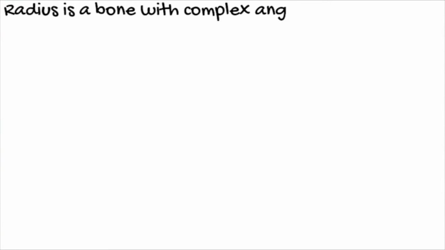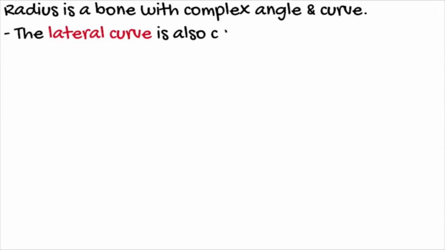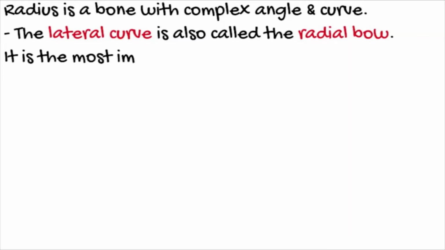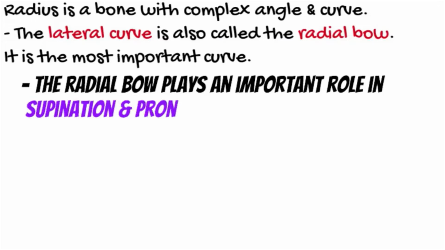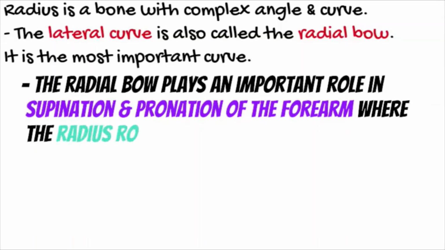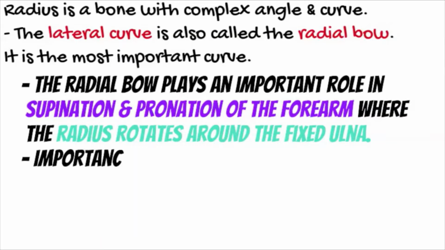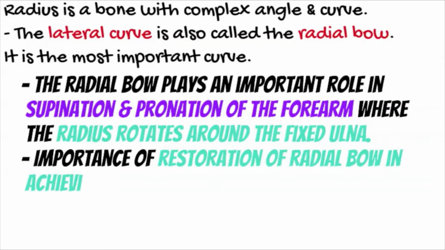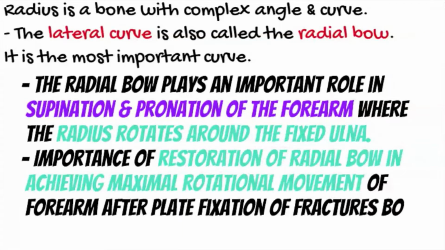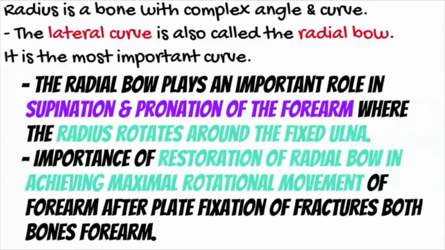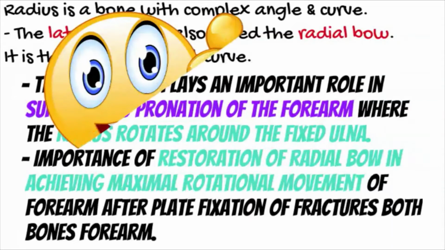Radius is a bone with complex angle and curve. The lateral curve is also called the radial bow. It is the most important curve. The radial bow plays an important role in supination and pronation of the forearm, where the radius rotates around the fixed ulna. The importance of restoration of radial bow in achieving maximal rotational movement of the forearms after plate fixation of fractures of both bones of the forearm.